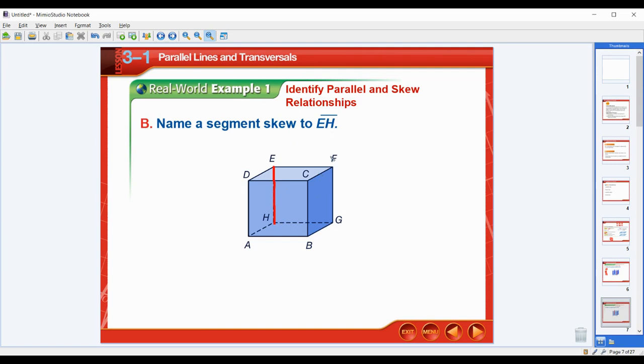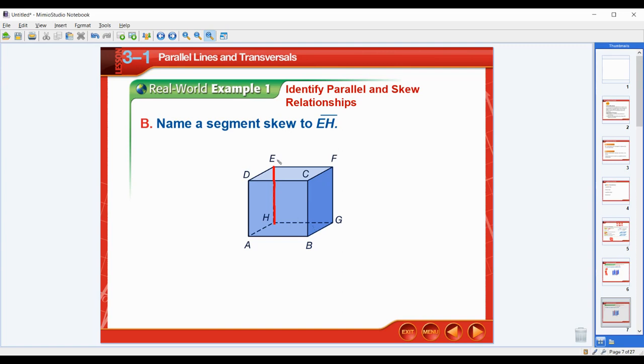So again, for example, FE: you can see how FE runs right into EH because both have an E in them. Anytime we see those two letters, we want to stay away from them unless we're talking about intersection. So, some skew segments here. I'm going to look at some lines that are not parallel, because we just listed the parallel ones: AD, BC, FG.